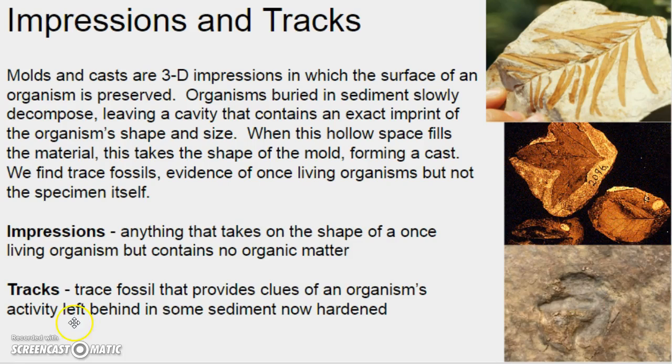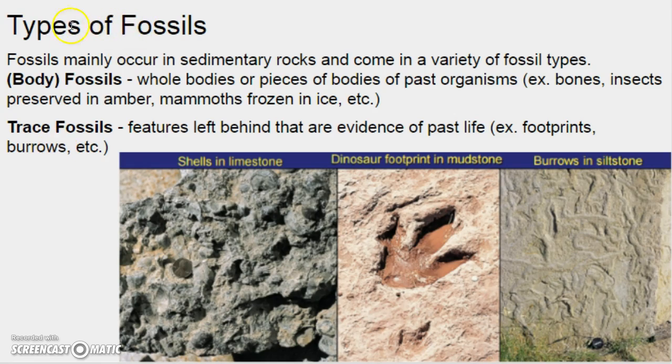And here's a dinosaur track. So there are two primary groups or types of fossils. We have body fossils, where whole bodies or pieces of bodies of past organisms are preserved: bones, insects preserved in amber, mammoths frozen in ice. And you can have trace fossils. These are what are left behind that are evidence of past life. Could be footprints, could be burrows, etc.